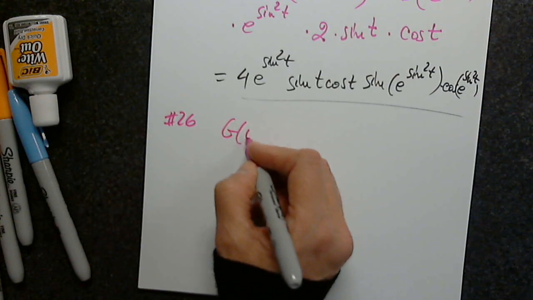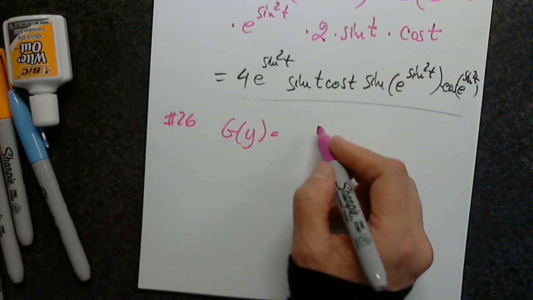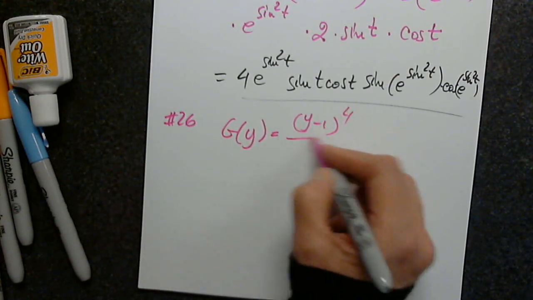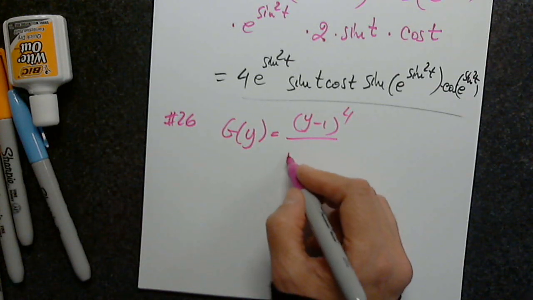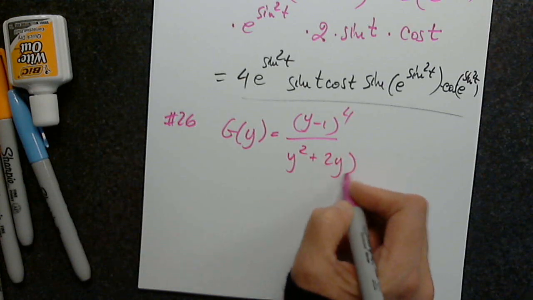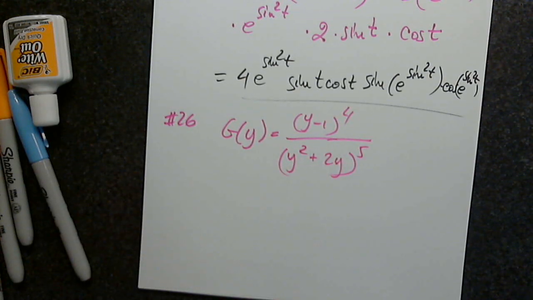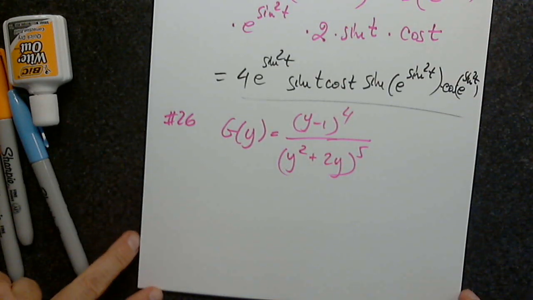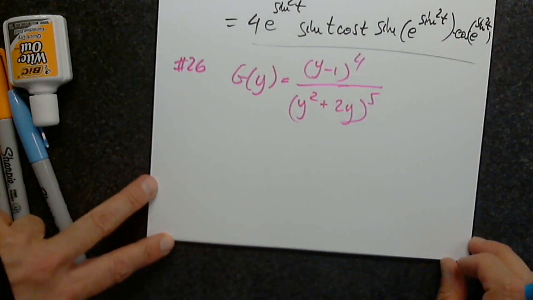And this is g of y equals y minus 1 to the 4th over, I think it's y squared plus 2y to the 5th. Is it? Okay. I don't read with glasses, and this is too close. I have to take my glasses off to see. Okay.